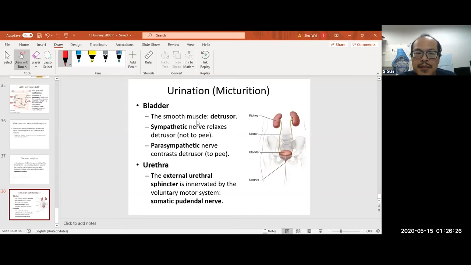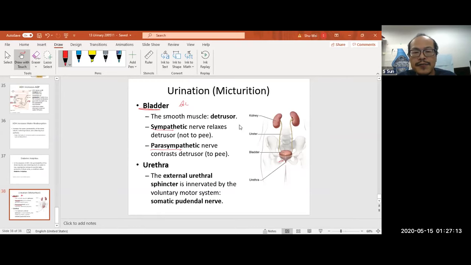Urination is controlled by our nervous system. The bladder is controlled by the autonomic nervous system, which includes the sympathetic and the parasympathetic. Autonomic is not something we can control. What we can control is the voluntary nervous system. The voluntary nervous system controls the sphincter of the urethra. So here is the urethra, and here is a sphincter. It contains muscle that our voluntary nervous system can control.